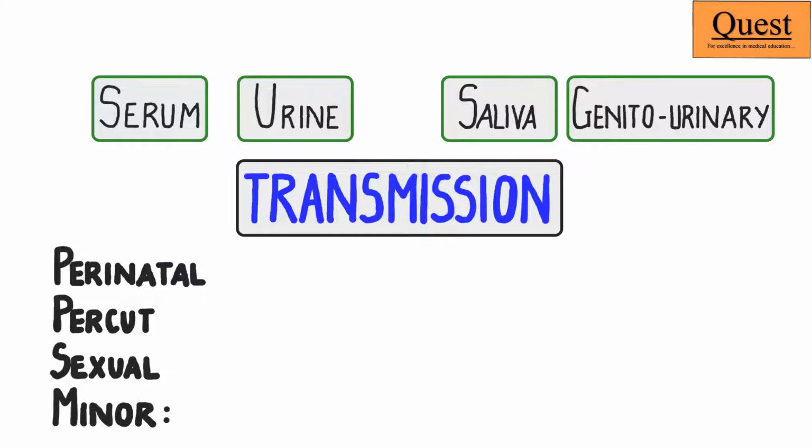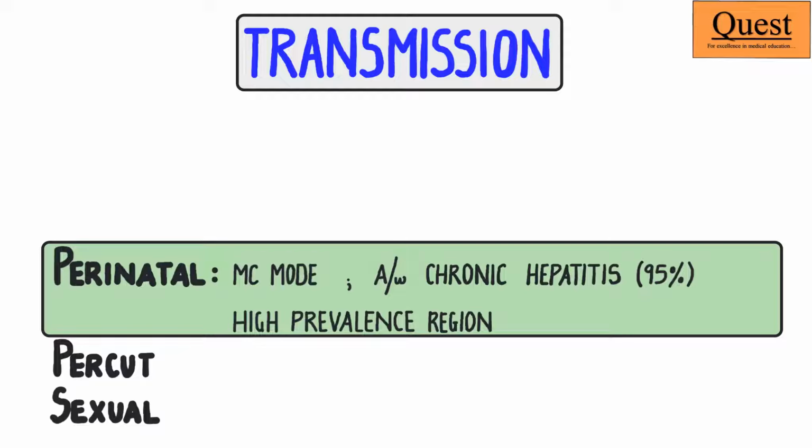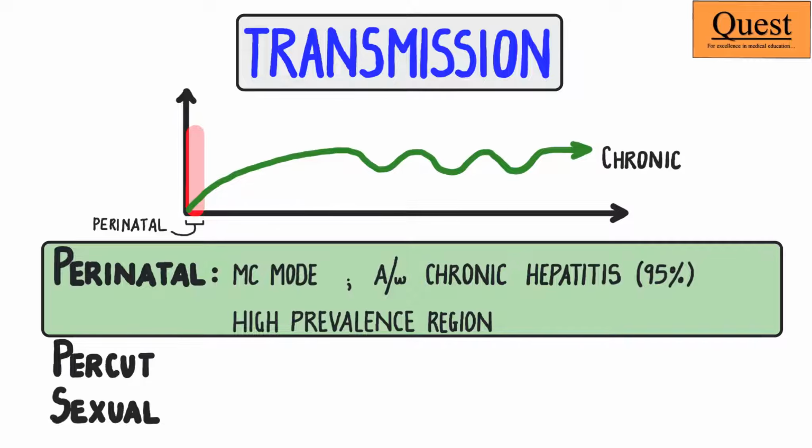There can also sometimes be a transmission in close contacts with patients who have open wounds, and in healthcare workers, there can be a nosocomial mode of transmission. In regions of the world which are the high prevalence areas like India, the commonest mode of transmission is perinatal. This perinatal mode of transmission is associated with chronicity. That means it is associated with chronic hepatitis B in up to 95% of cases.